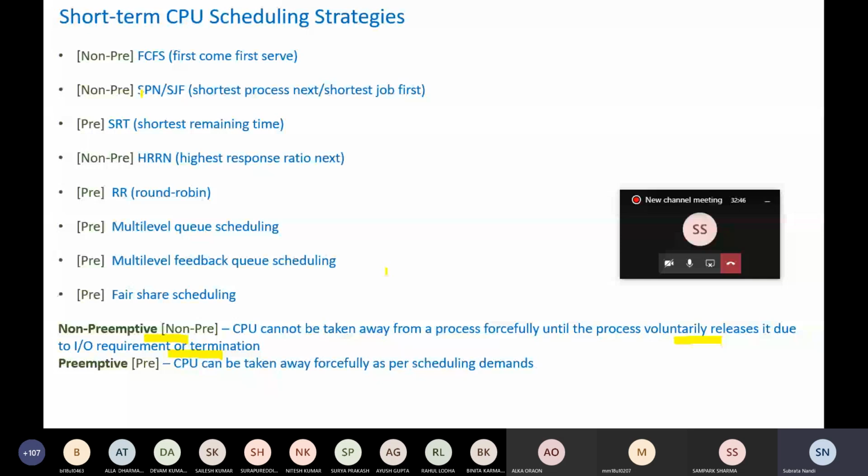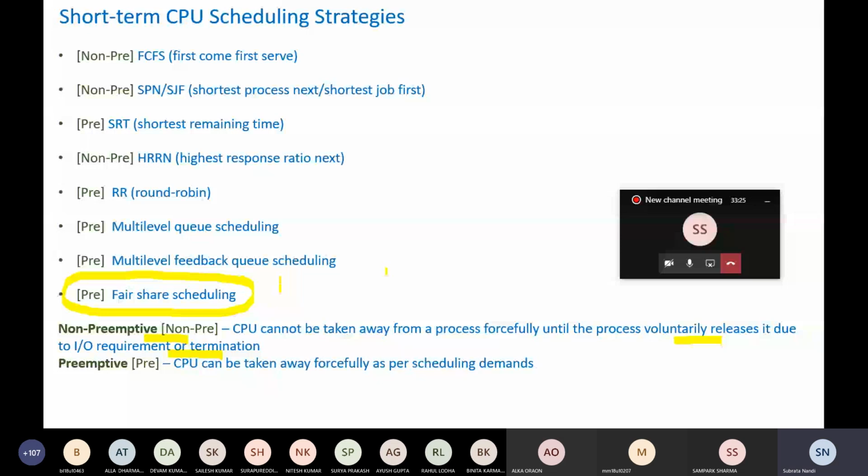So these are the non-preemptive types, and the rest, in fact the scheduling algorithms that we popularly use in Linux based systems in actual implementation, are obviously preemptive, because otherwise there would be a monopolization of the CPU usage by the CPU bound jobs. And this fair share scheduling is one which is actually implemented in Linux or Unix based systems.